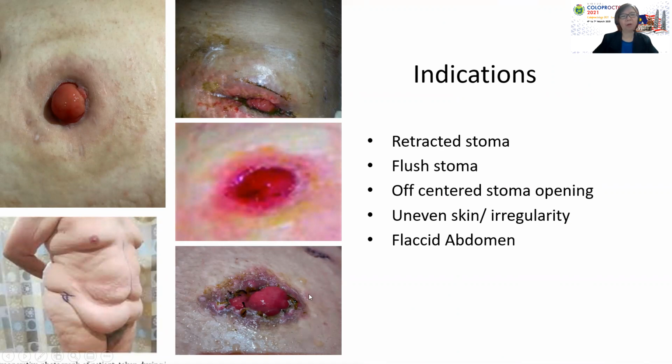At times you have got a nice stoma. Somehow the patient has a very flaccid abdomen, a lot of skin fall. When the patient stands up, you can't even see where the stoma is. So when managing all these stomas, you also need some convexity to help press the surrounding skin to be more flattened out so that the stoma can protrude in order to reduce the risk of leakage.